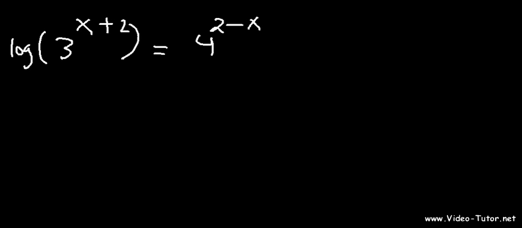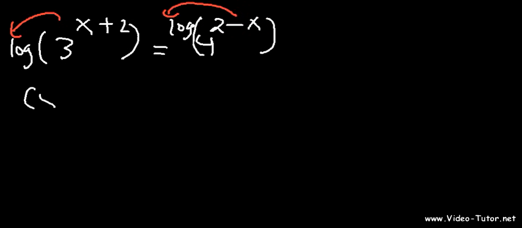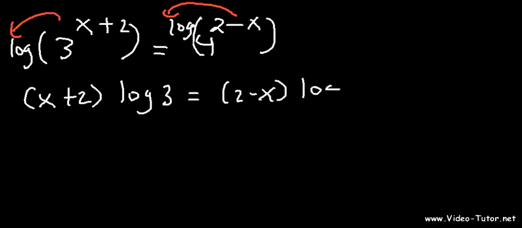So now we're going to try a few more examples, but let's say we have one that's a little bit more complicated. Let's say 3 raised to the x plus 2 is equal to 4 raised to the 2 minus x. So let's take the log of both sides. So log of this is equal to log of all of that. And let's move the exponents to the front. This one too. So in parentheses, it's going to be x plus 2 times log 3 is equal to 2 minus x in parentheses times log 4.